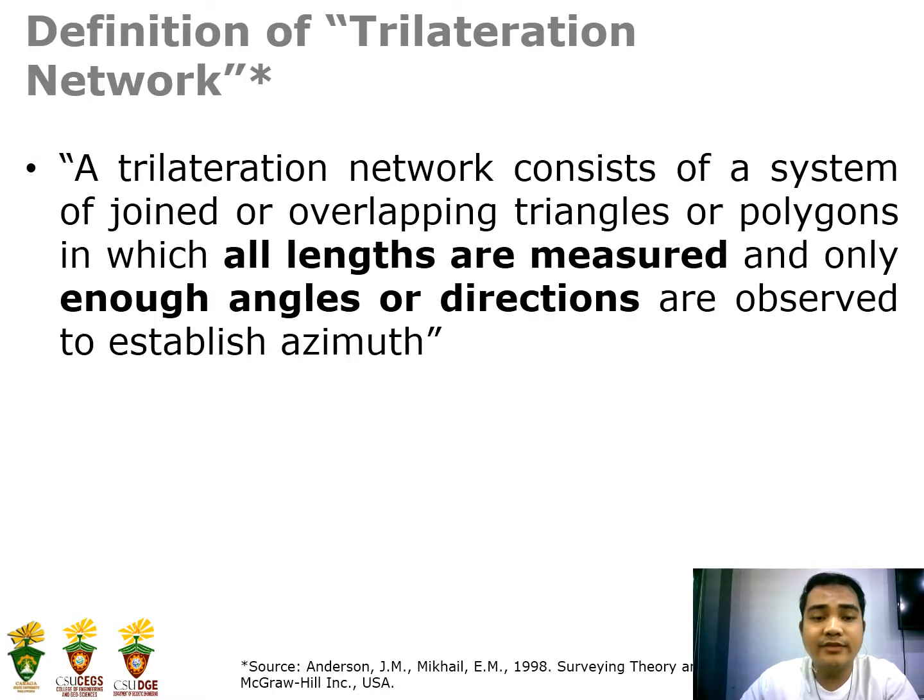For the definition of a trilateration network, when we say trilateration network, it is a network that consists of a system of joined or overlapping triangles or polygons in which all the lengths are being measured.